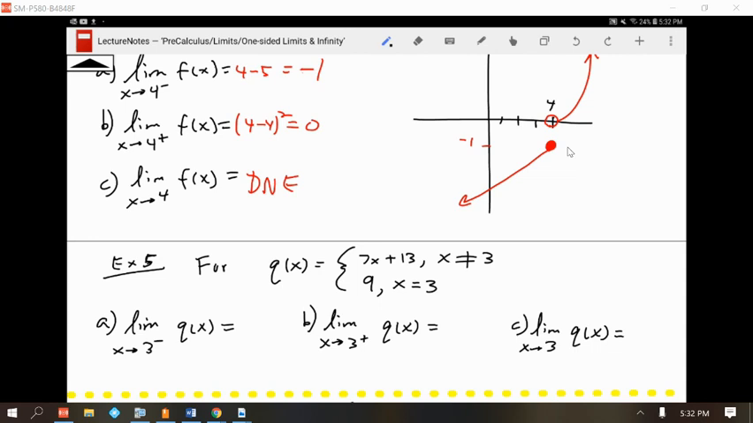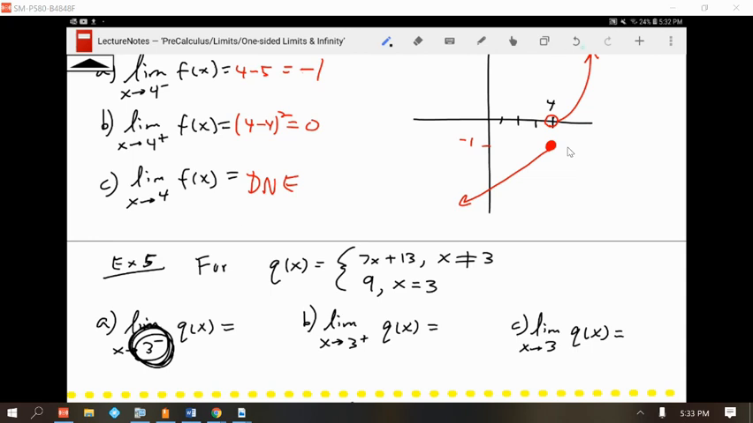This was a different kind of piecewise function that I thought of. Notice here, it doesn't say less than and greater than. This is x not equal to 3 and x equal to 3. So as I approach 3, question A, what's the limit as you approach 3 from the left? As you approach 3, that means closer and closer to 3. That does not mean at 3.